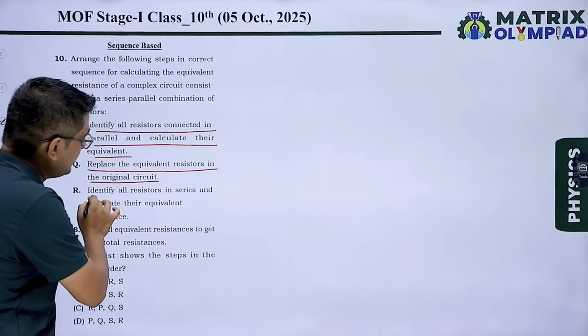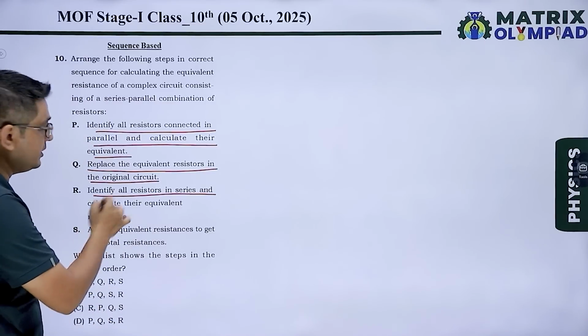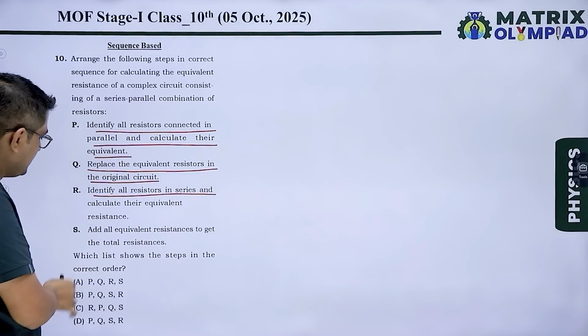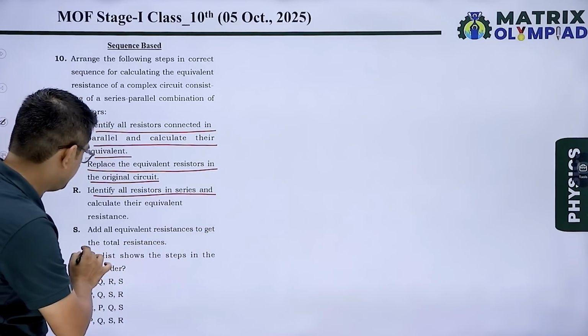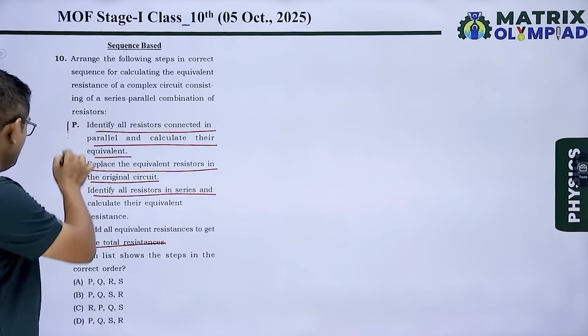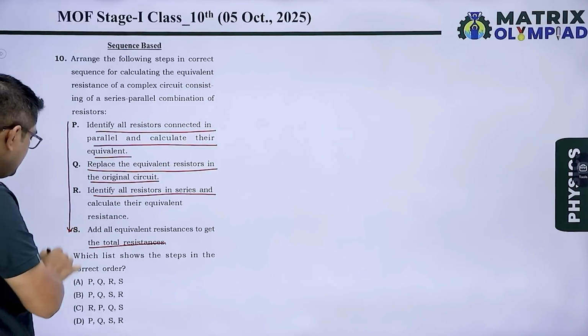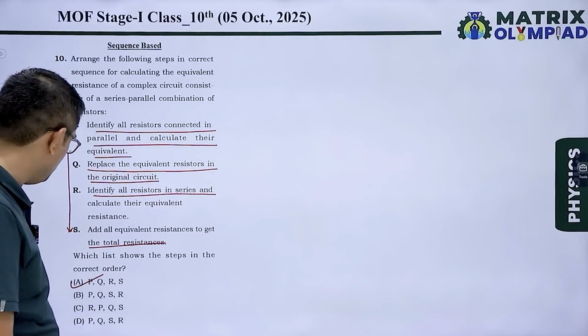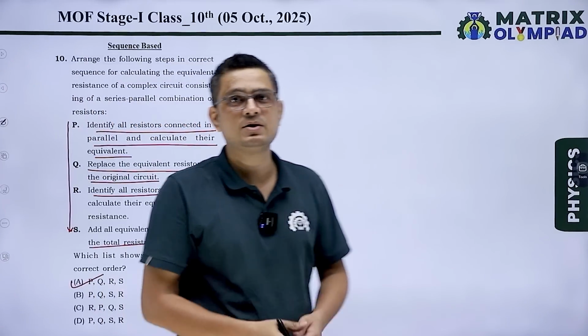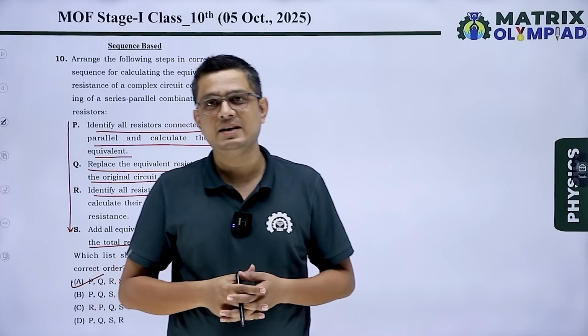Then identify the resistors in series and calculate their equivalent. This is also in correct sequence. Add all equivalent resistances to get the total resistance. So PQRS itself, the question is in sequence. So option A is our correct answer, PQRS. So we have discussed all the questions for class 10th physics.